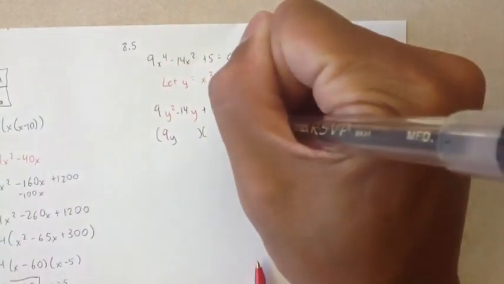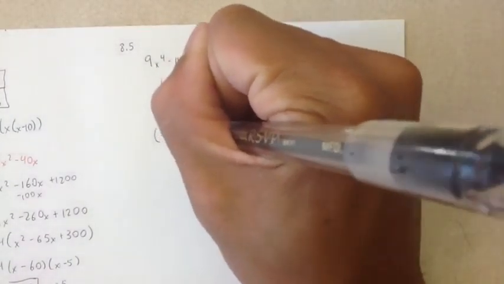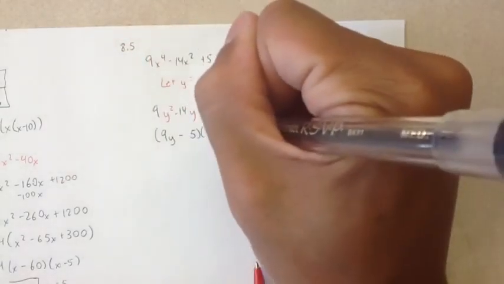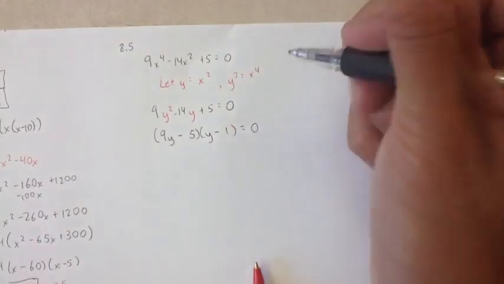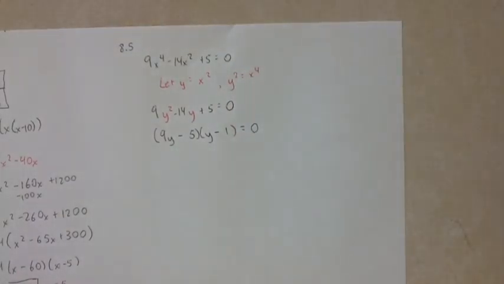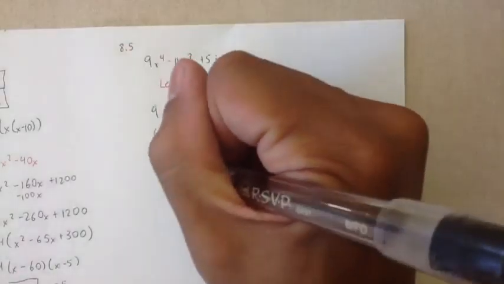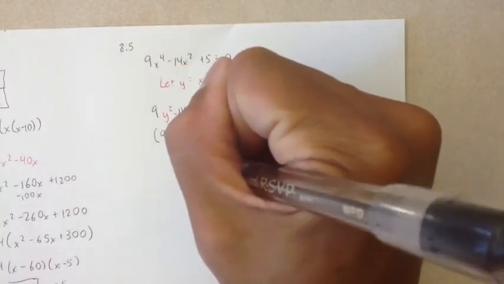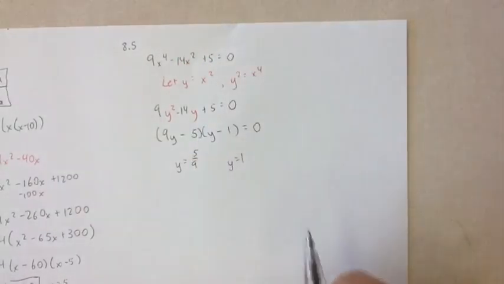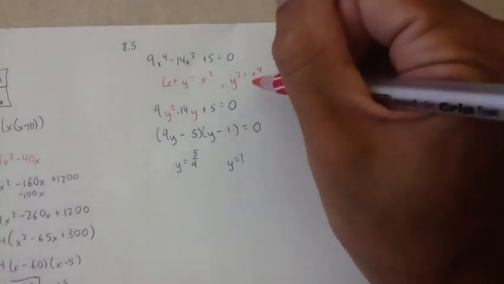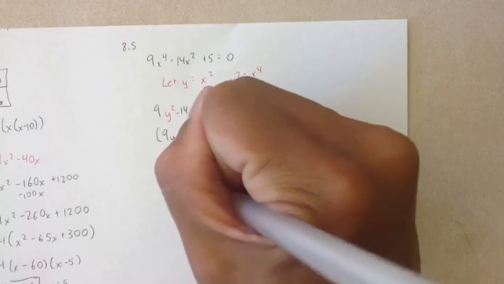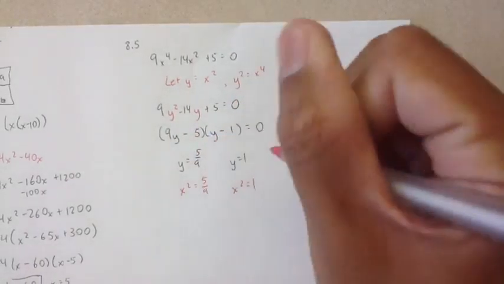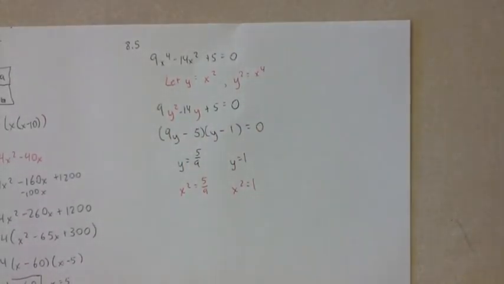And factoring is actually the easiest way to go this time. So (9y - 5)(y - 1) is going to be equal to 0. So y must be equal to 5 over 9, and y must also be equal to 1. I do have to bring this back. Since y equals x squared, x squared is the one that equals 5 over 9, and x squared is the one that equals 1. And then I need to take the square root of both sides.